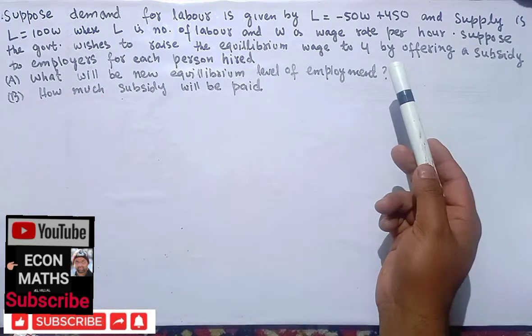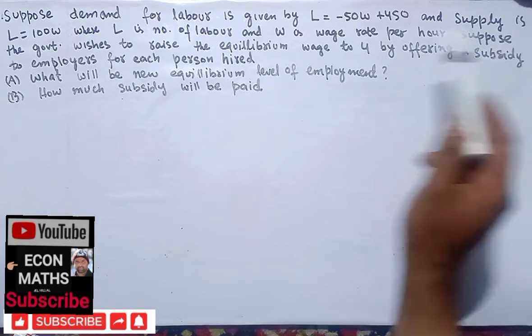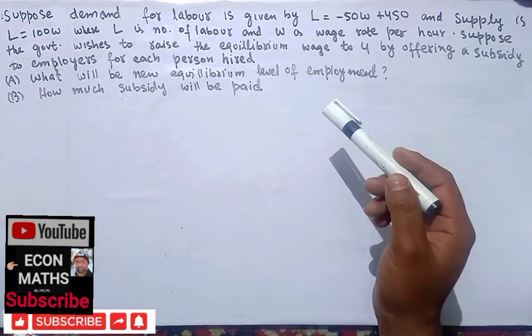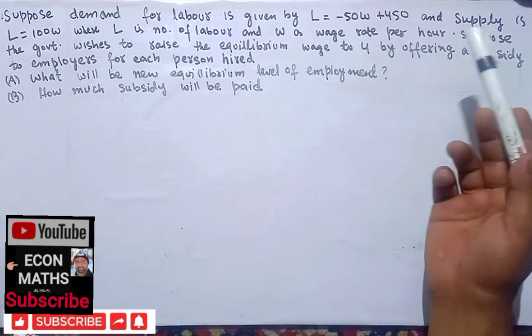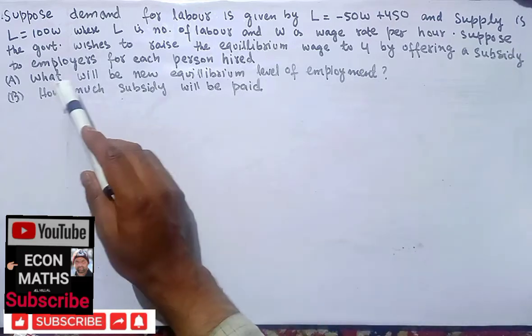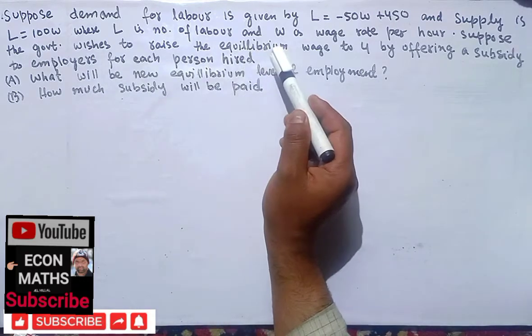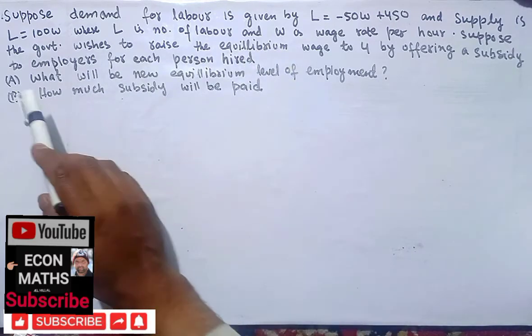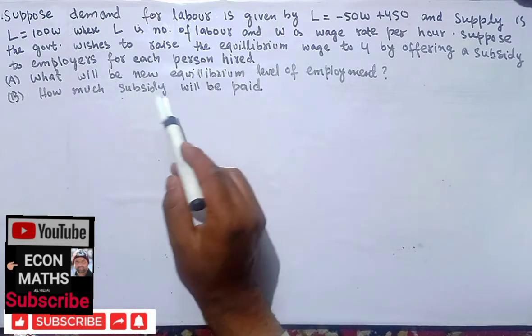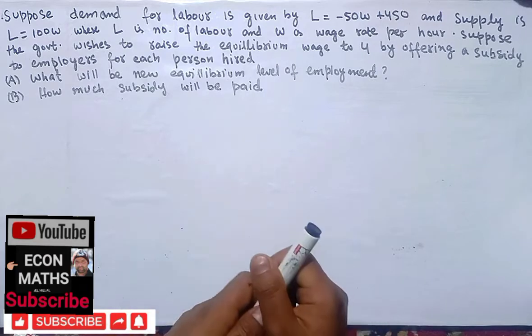We are being told to find that, suppose the government wishes to raise the equilibrium wage to 4. So that means the government wants to intervene in the market by offering a subsidy to employers for each person hired. So we have to find what will be the new equilibrium level of employment and how much subsidy will be paid. So we will see how to solve this.